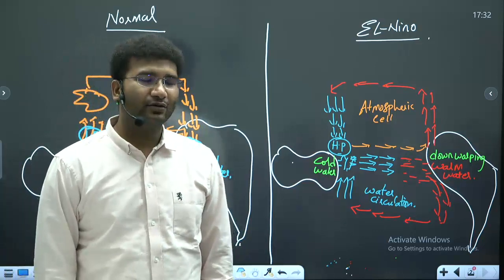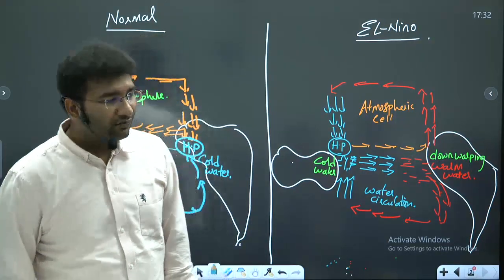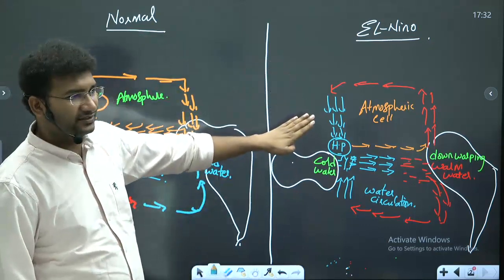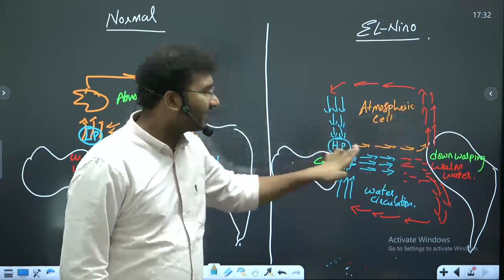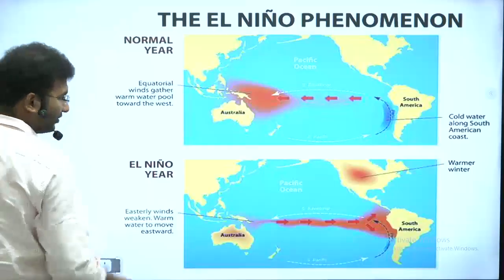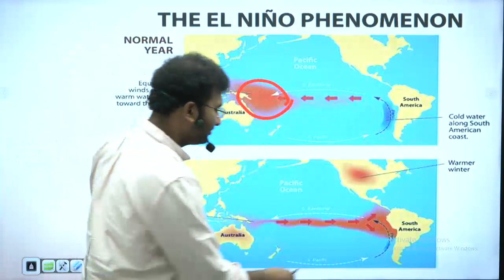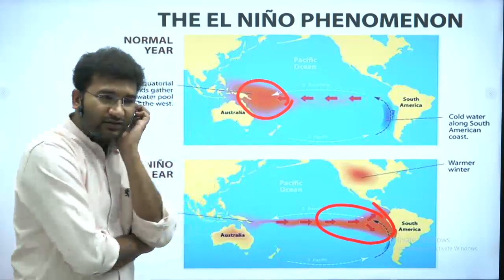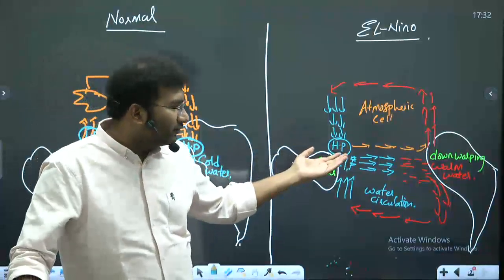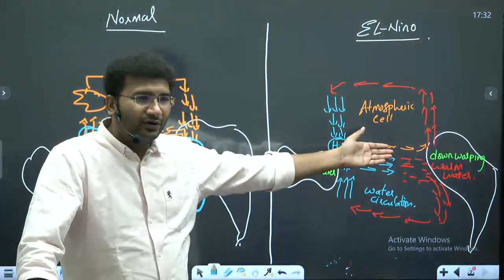It simply says that global atmospheric circulation weakens. Weakening of what? Global atmospheric circulation. So if you have to see, this is a cell which is formed in the atmosphere. In the normal times, your warm water is here, but in El Nino times, your warm water is here. So where do you find rainfall? On which coast? Australia or South America? You will find rainfall in South America.